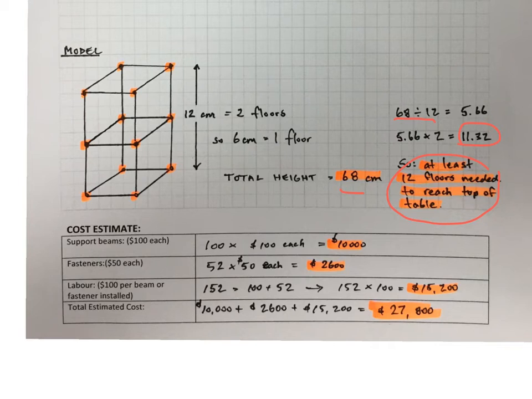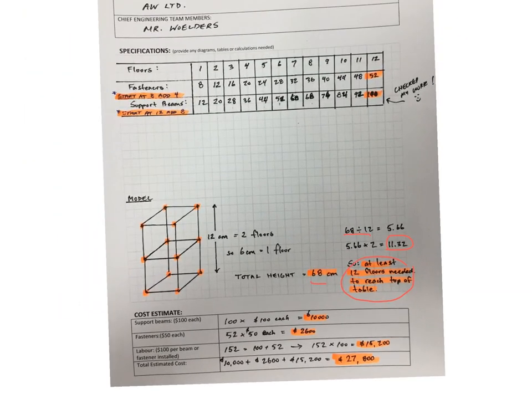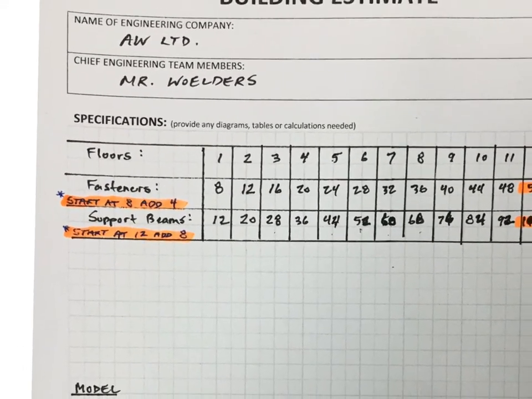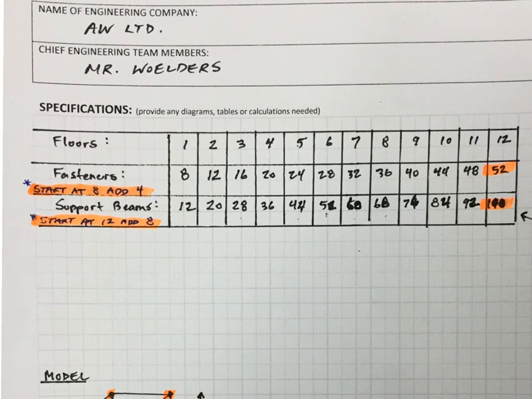So how did I figure out what all the pieces were that I was going to need? All right, so let's see how I did that. I figured out we're going to need 12 floors, so I've got my 12 floors here, going from 1 to 12 across the top. And on the very first floor, I counted, I'm going to need 8 fasteners and 12 support beams. That's just to make one cube. So if there's going to be a pattern, I'm going to start at 8 with the fasteners and 12 with the support beams.